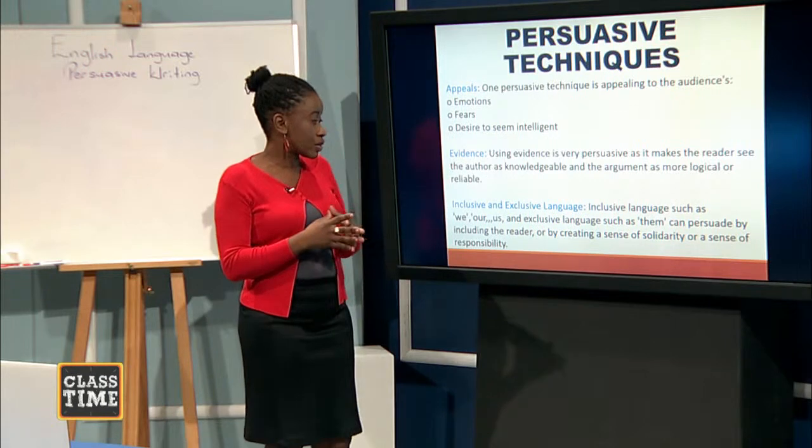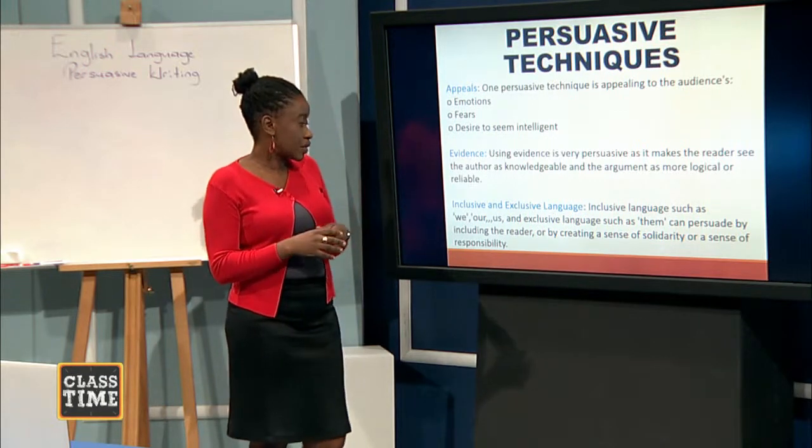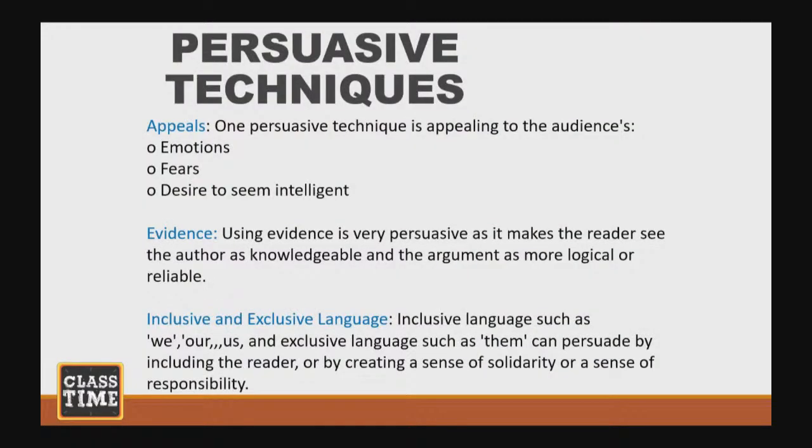So in terms of the inclusivity, inclusive language such as we, our, us, are sometimes used to persuade the reader by creating a sense of solidarity. We are in this together. All right, so the reader or the audience is more motivated to become a part of whatever you're persuading them to be a part of.